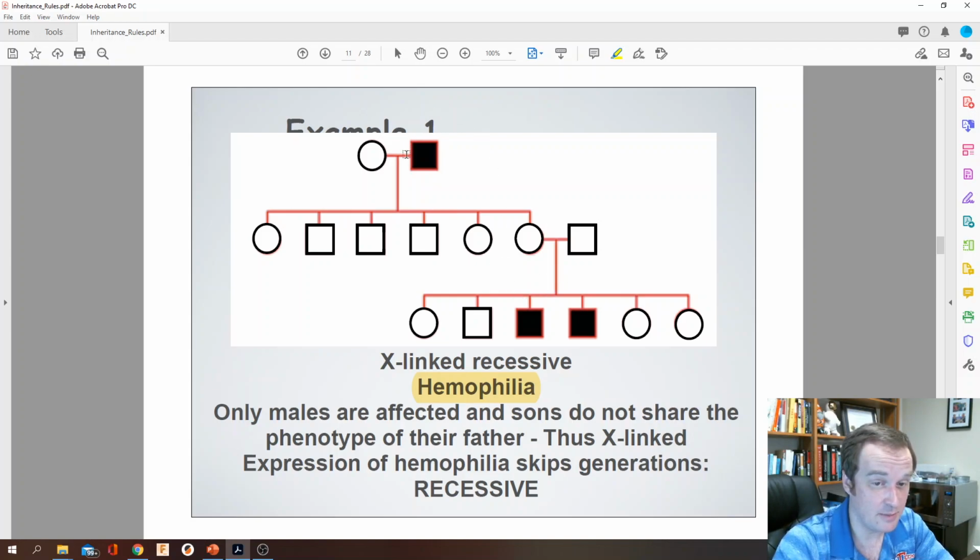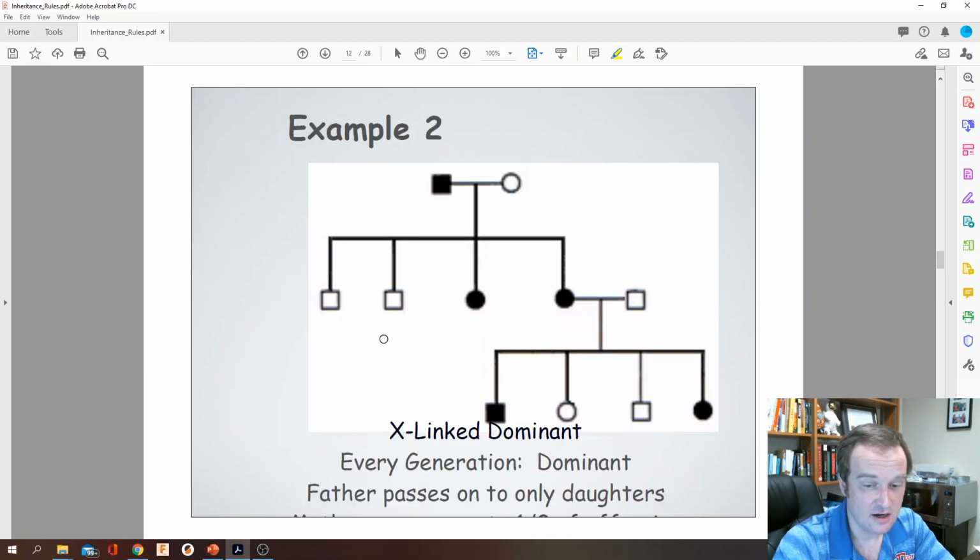So because it's only males, and because males do not share that with their father, we have X-linked recessive. Our second example is X-linked dominant.